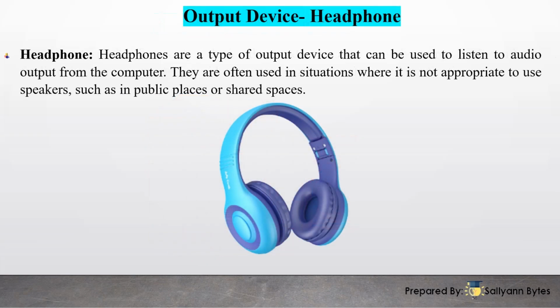The next output device is the headphone. Headphones are a type of output device that can be used to listen to audio output from the computer. They are often used in situations where it is not appropriate to use speakers, such as in public places or shared spaces.